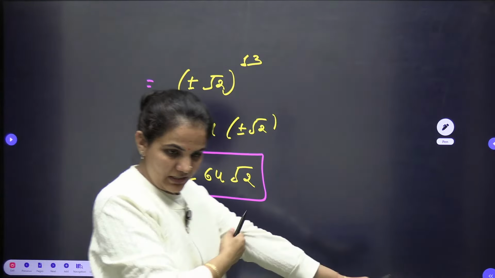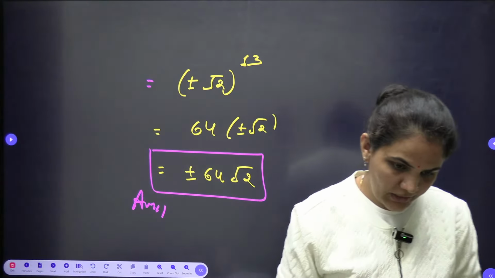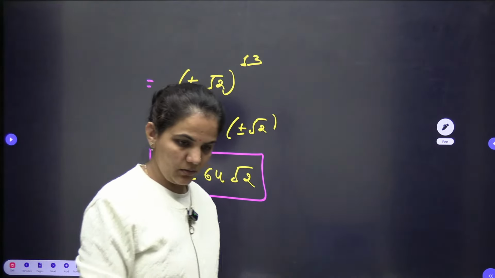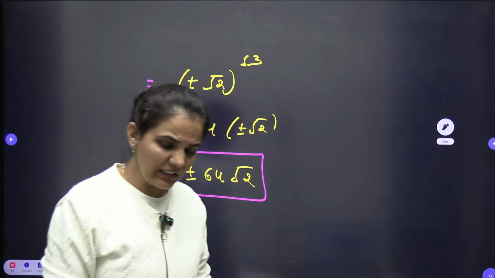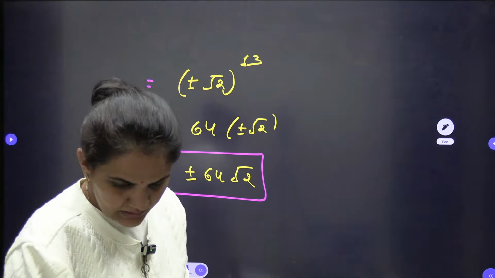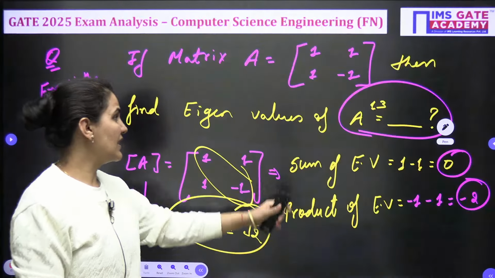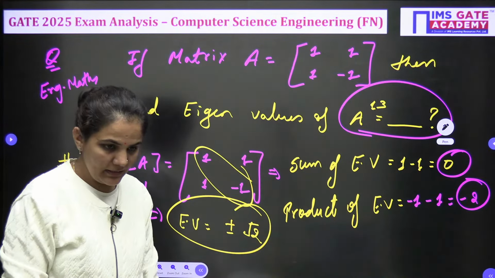If you guys were there, you can confirm. Yeah, Mayank, you can confirm: 2 root 2 and minus root 2? I don't think so. No. The result will be plus minus 64 root 2, because it's asking about A power 13.